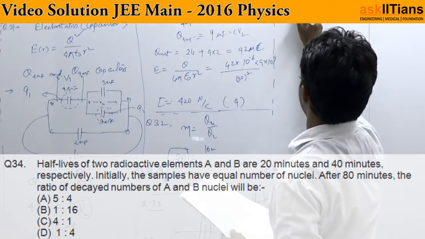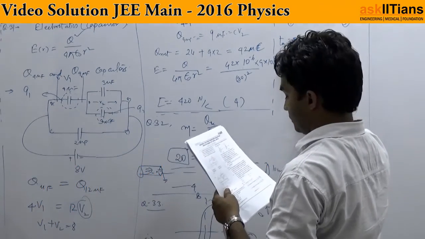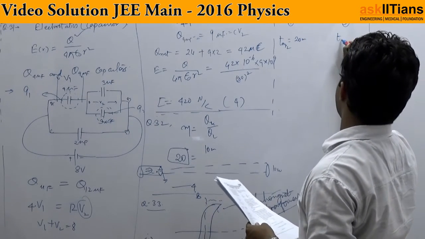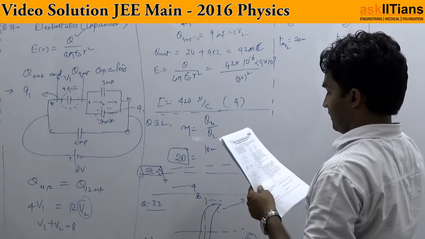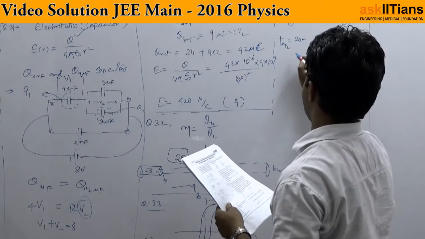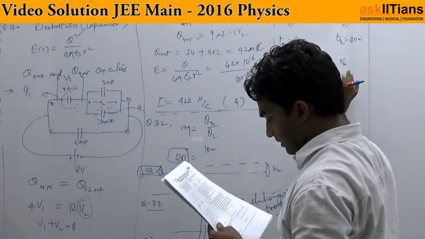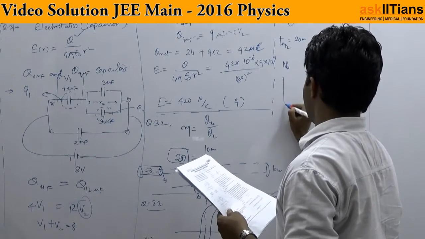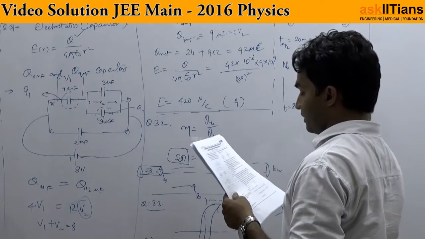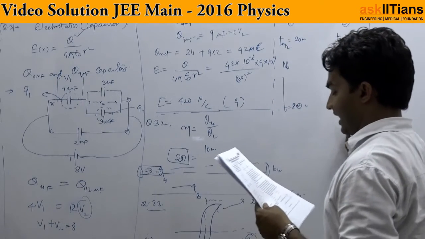So we are given A and B. Half-life of A is 20 minutes, and half-life of B is given as 40 minutes. Initially the sample had an equal number of nuclei, N naught. After a duration of 80 minutes, we want to find the ratio of decayed nuclei of A and B.